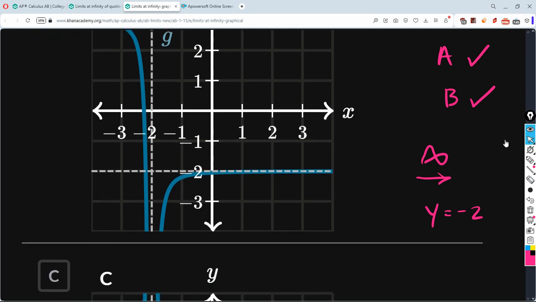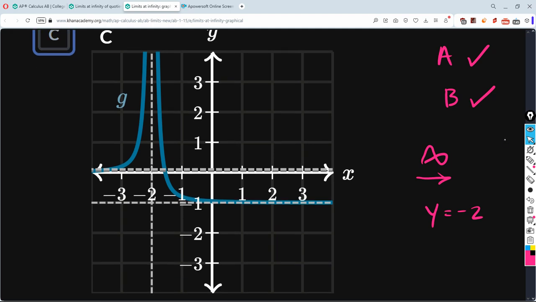All right, last one. Follow the graph to the right here, and this approaches the asymptote at y equals -1. We want it to approach y equals -2. This asymptote's at -1. So C is no good. All right, so just answers A and B.